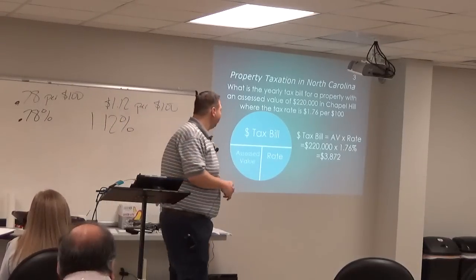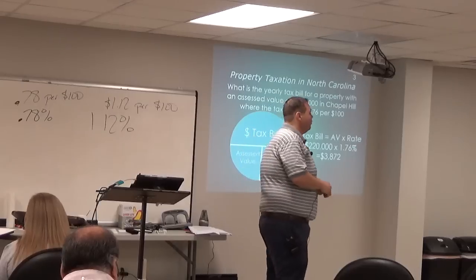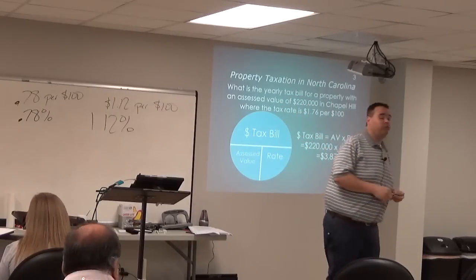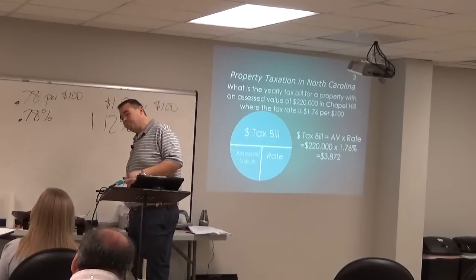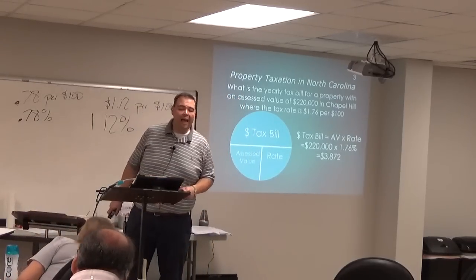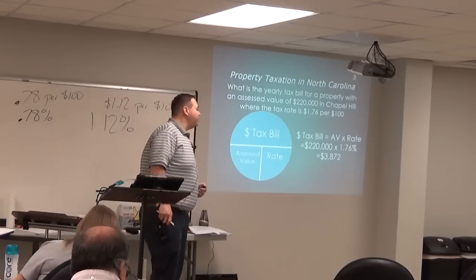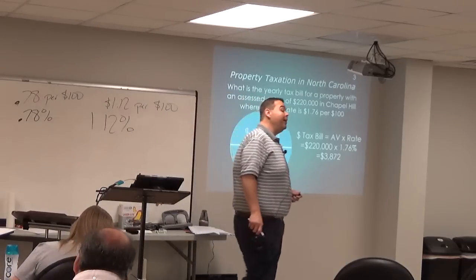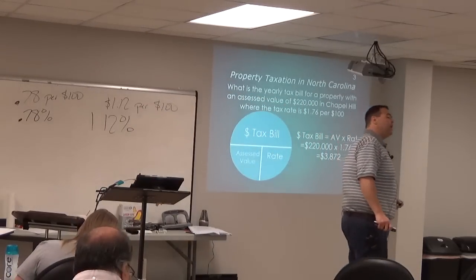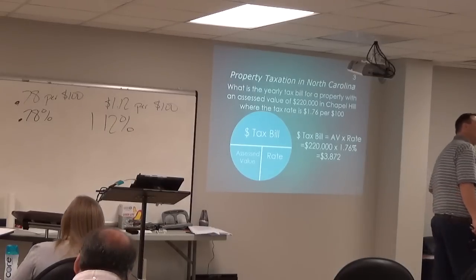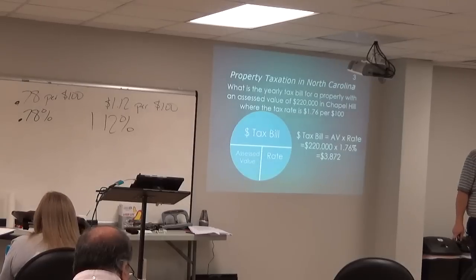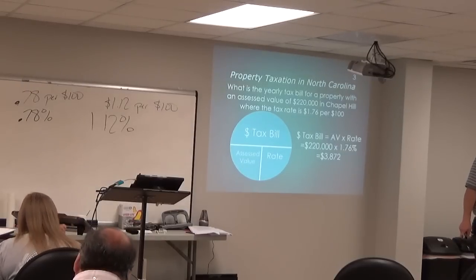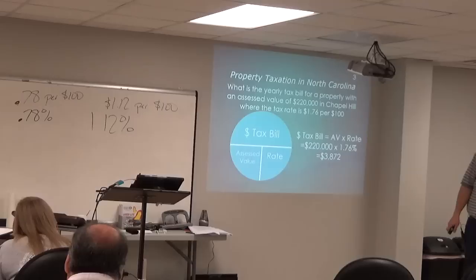So here's an example. What's the yearly tax bill for a property with an assessed value of $220,000 in Chapel Hill, where the tax rate is $1.76 per 100? And just for the record, I do try to give you all throughout the class pretty accurate local tax rates so that I don't just kind of make up tax rate numbers.